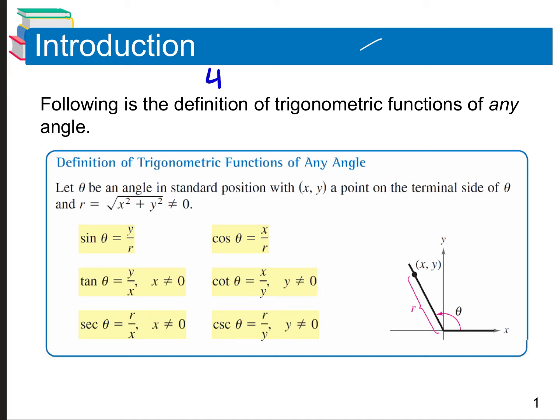Alright, so this is 4.4 part 1 notes. So in this section, we're going to be finding the trig functions of any angle.